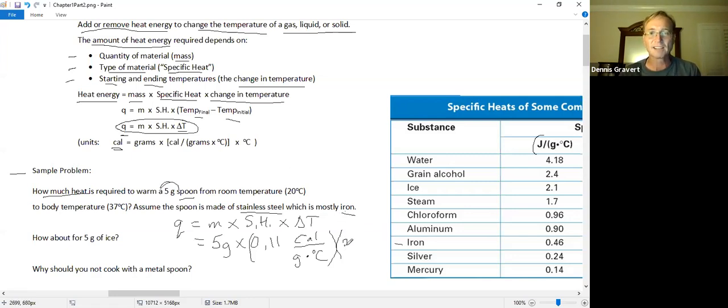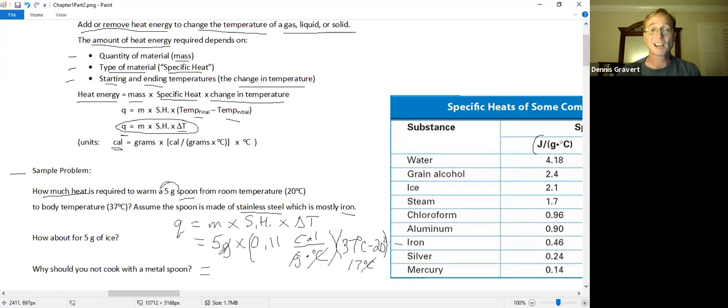Technically, though, it's a final minus the initial. Not going to have enough room to put the degree C, sorry. It's okay, I hope. Okay, what does this do? Well, I got a gram here, cancel out the gram here. 37 minus 20 is 17 degrees Celsius. Now the degrees cancel out. These 2 units went away. I'm left with calories. Good, that's what I want. I want the heat energy measured in calories.